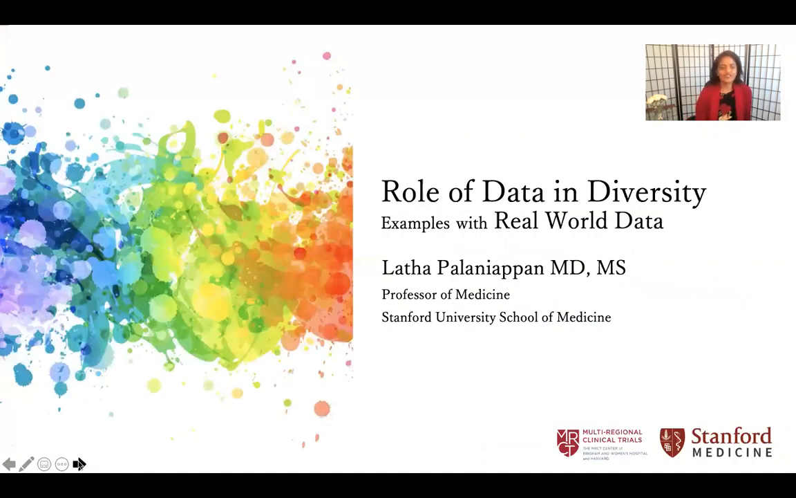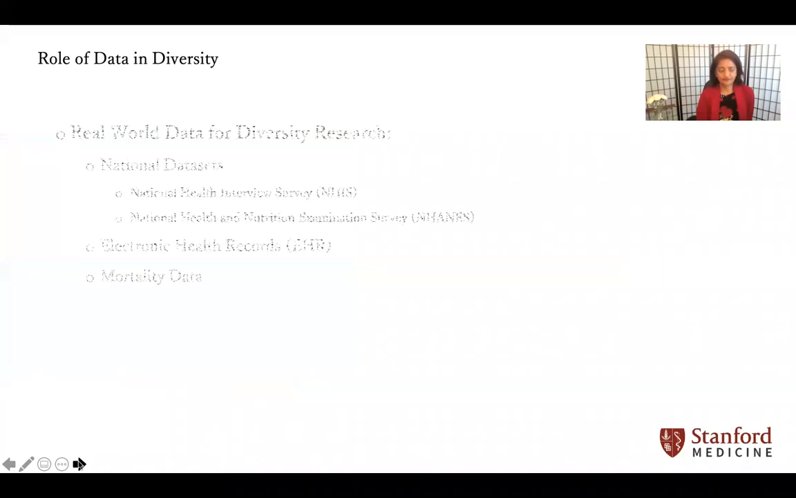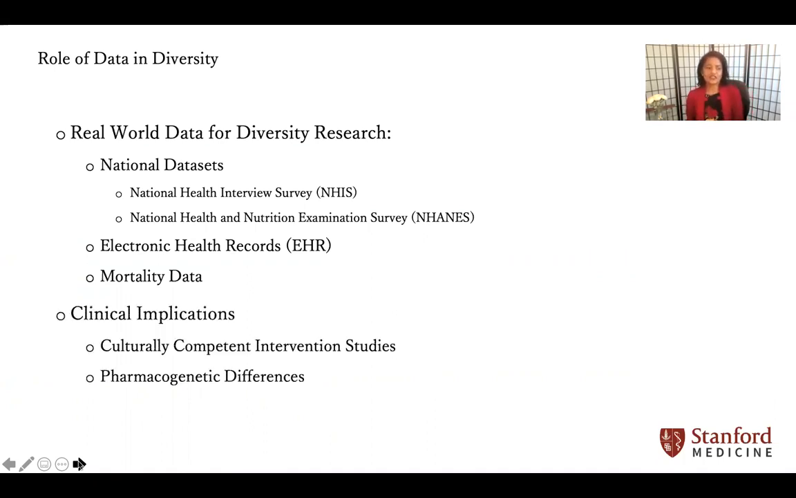Next slide, please. So I'm going to be using the work that I have done over the last 20 years condensed into 10 minutes for a deep dive into one example of looking at data in diversity using real world data. So I'm going to be talking about examples using national data sets, including the National Health Interview Survey, the National Health and Nutrition Examination Survey, electronic health records, as well as mortality data, and also the clinical implications of examining this data, including culturally competent intervention studies, as well as pharmacogenetic differences, as well as community impact that we can make by studying diverse populations.